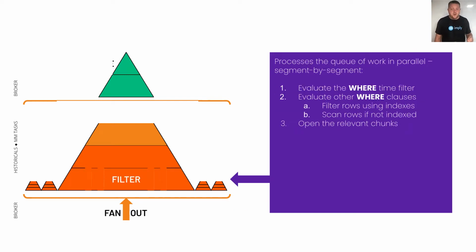Taking the lead from the broker, each data process now has a queue of segments that it has to process. And for each segment in its own queue, that process evaluates the where clauses, stripping out rows it doesn't need and finding the ones that it does. This step ensures that only the rows that match the where clauses you've specified are passed up to the next level in this pyramid. If it can, Druid will use indexes in your data to make filtering faster. If it can't, it's going to go and scan the rows.